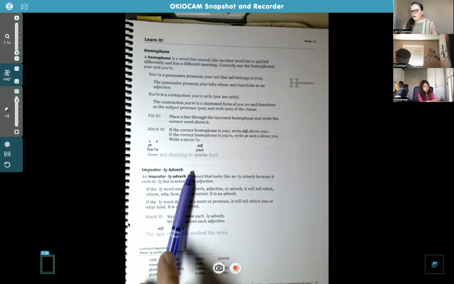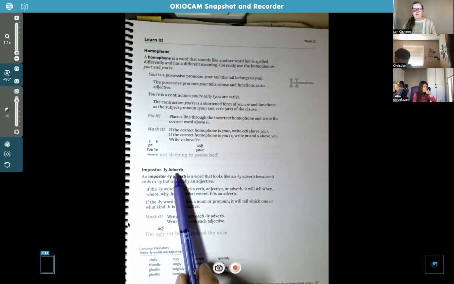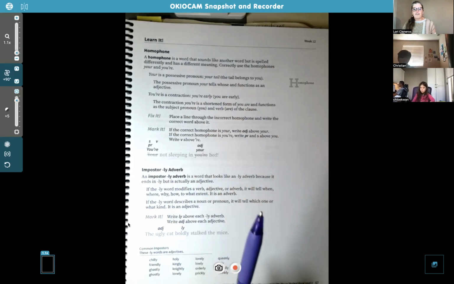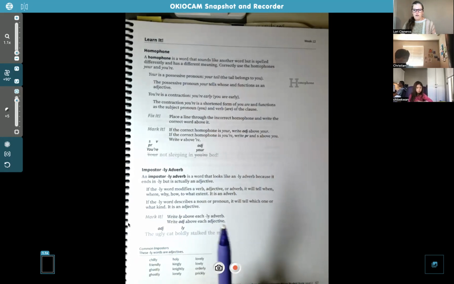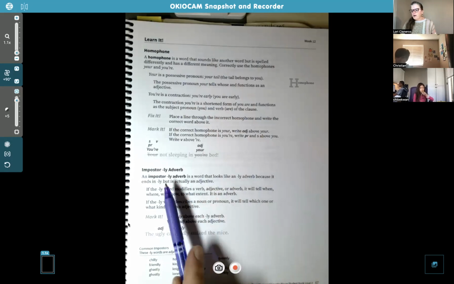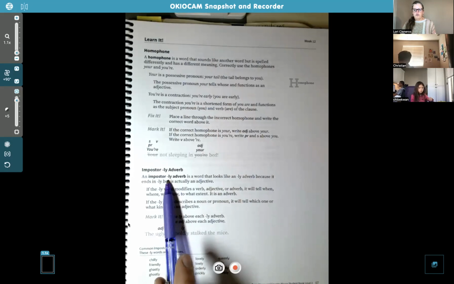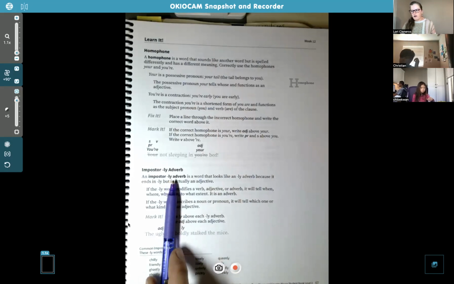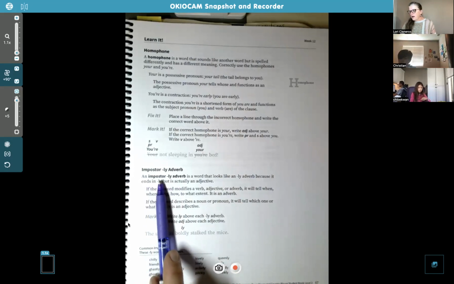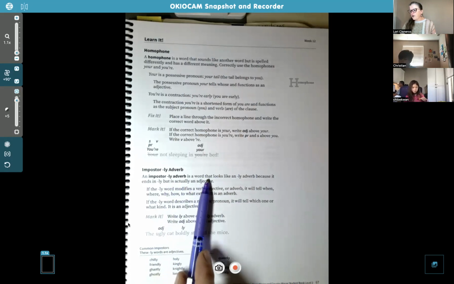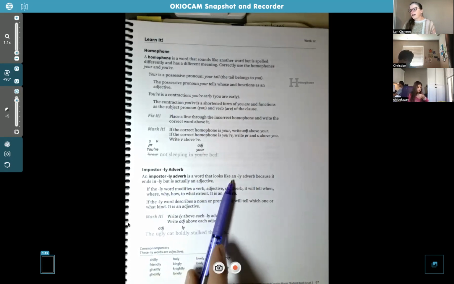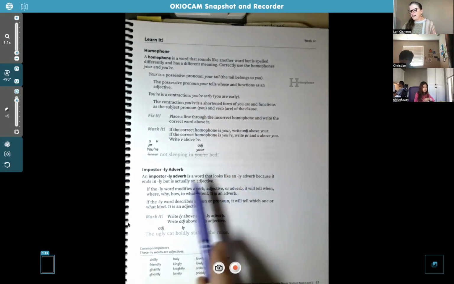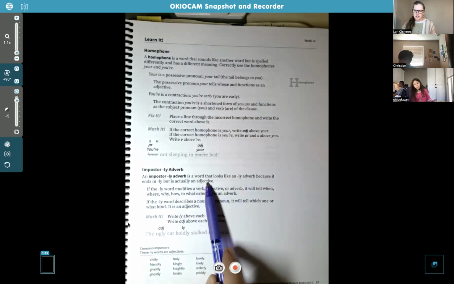Now we're going to talk a little bit about imposter ly adverbs. You guys know the real ly adverbs. You use them all the time in your writing now. And those have ly, and they tell more about the verb. They modify the verb. But some of them are imposters. We've talked about that before in the writing part of the class. An imposter ly adverb is a word that looks like an ly adverb because it ends in ly, but it's actually an adjective.